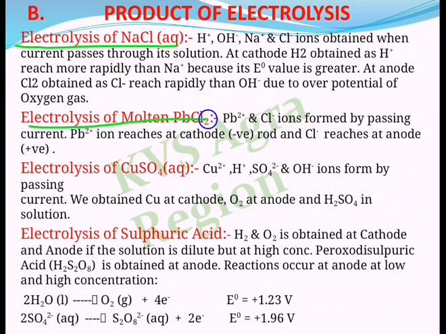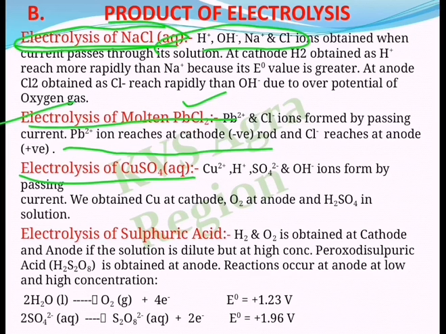Similarly, when you carry out electrolysis of molten lead chloride, you get lead at the cathode and chlorine at the anode. In case of aqueous copper sulfate, you get oxygen at the anode and copper at the cathode.